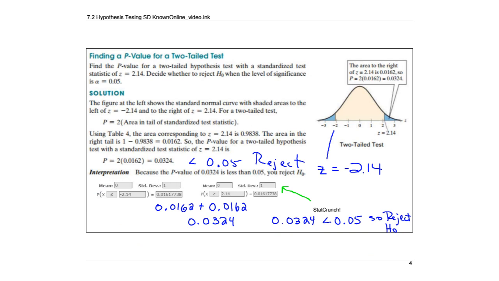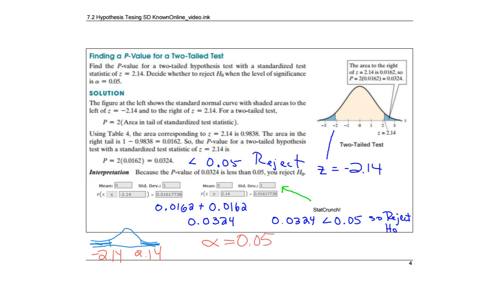Okay, let's look at another one, and then we'll go back and look at the rules with p and alpha all on one page. Okay, so this one tells me I have a two-tail test. So if I have a two-tail test, I'm going to have area on both sides. Then it tells me that my standardized test statistic is 2.14. So what that tells me is on this side, I have 2.14. On this side, I have negative 2.14. And we're going to compare this to a level of significance of 5%.